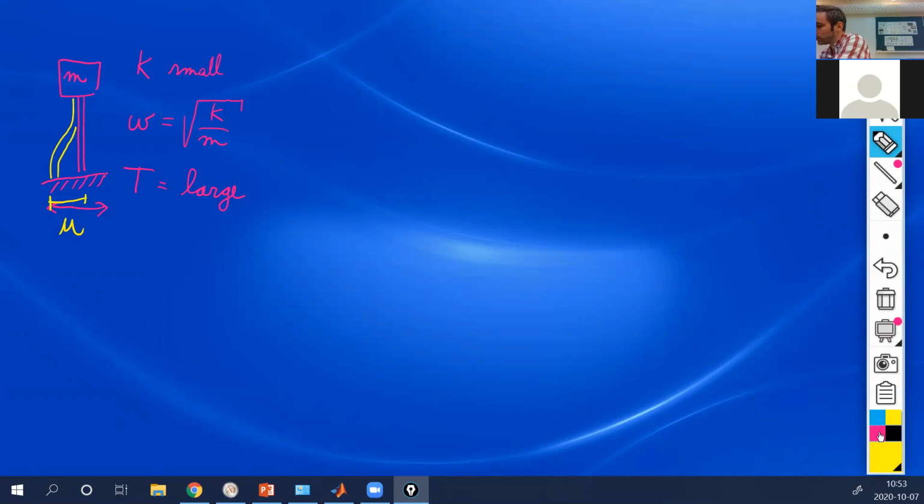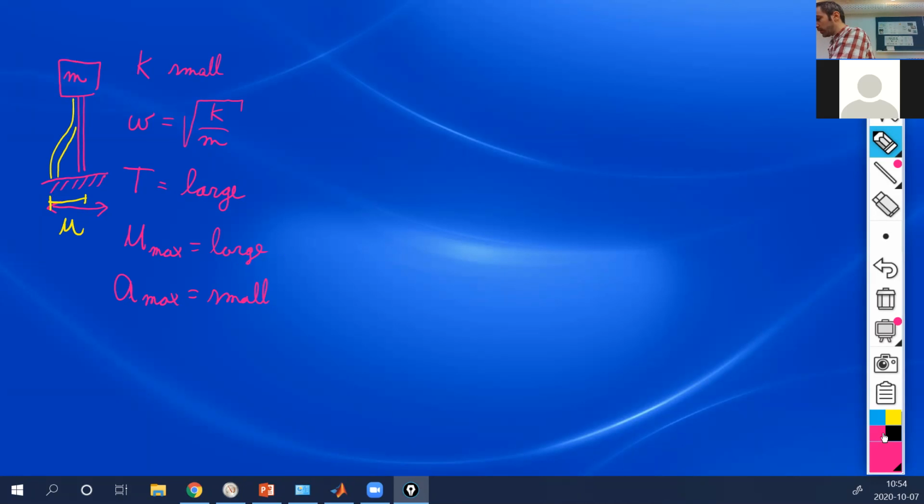So Umax is going to be large, but Amax is going to be small. Because the mass is not accelerating, the mass is not moving. The ground is moving underneath the mass, but the mass of the structure is not moving because the structure is very flexible, okay?